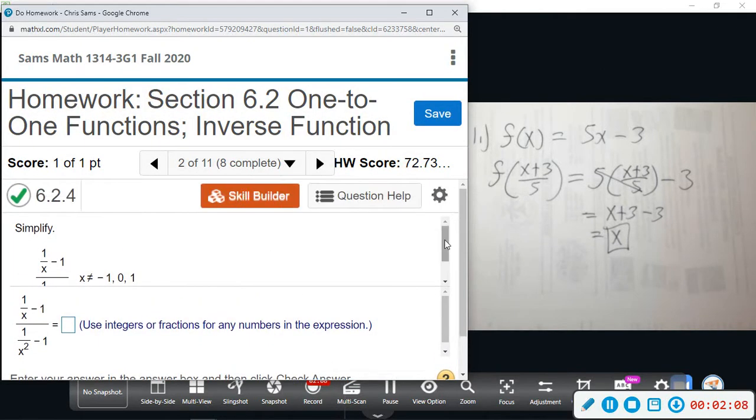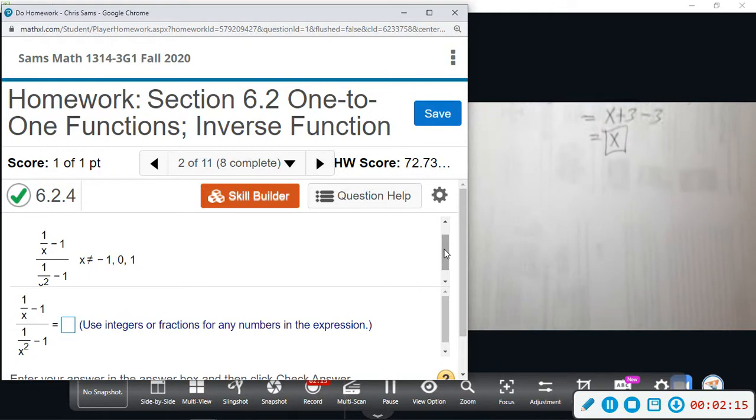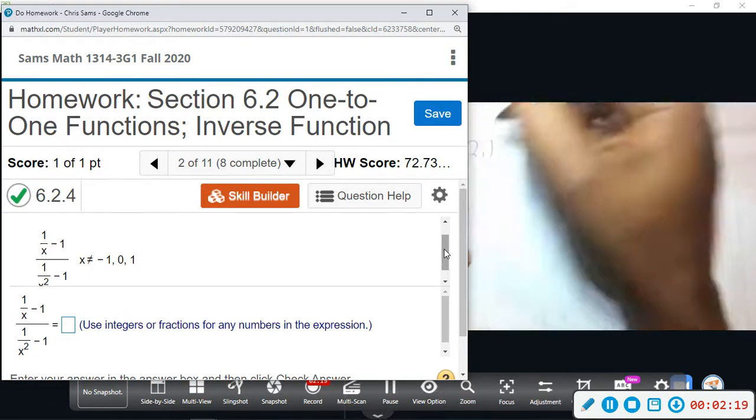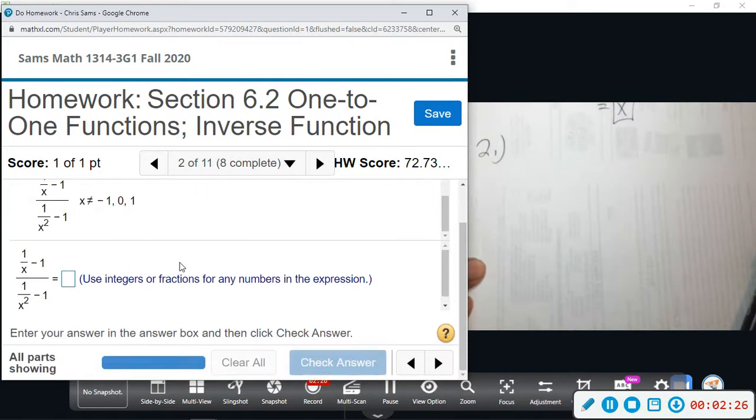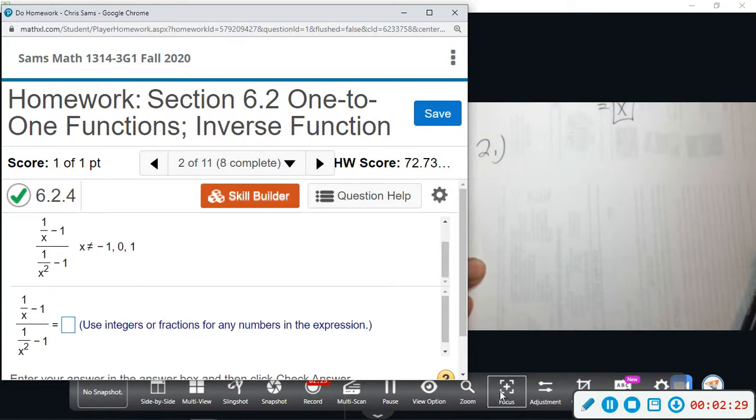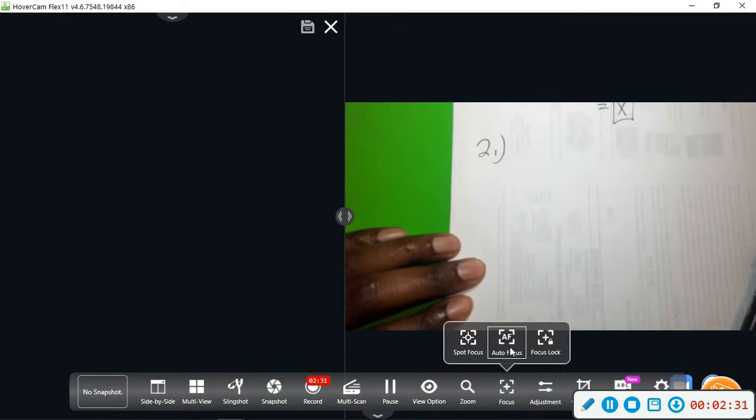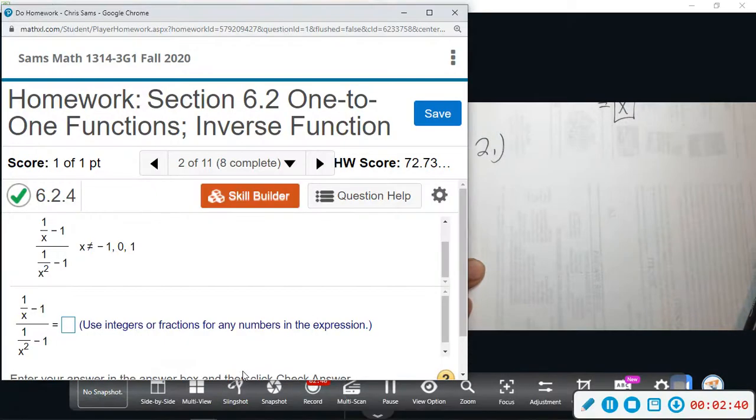Alright, so number 2, this looks kind of messy, but it's not as bad as it looks, I guarantee you. Let me see if I can focus this a little bit better. It looked a little blurry. That's better. There we go. It just says simplify.